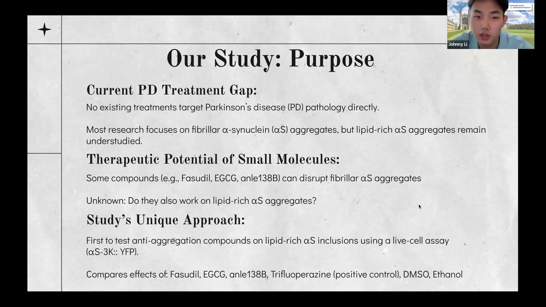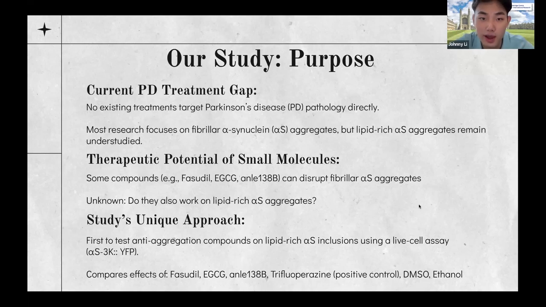In our study, we explored the therapeutic potential of small molecules, in this case Fasudil, EGCG, and Anle138b, all of which are known from other studies to disaggregate fibrillar alpha-synuclein. However, their effects on lipid-rich aggregates, like those formed in the alpha-synuclein 3K model, which my professor developed, had not been tested.